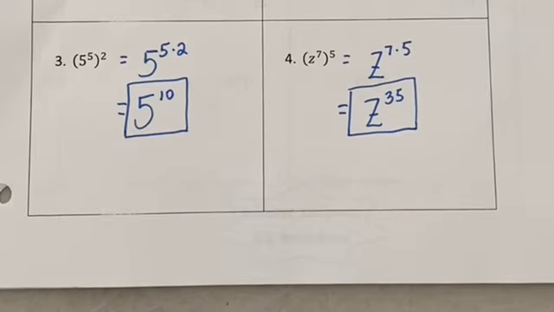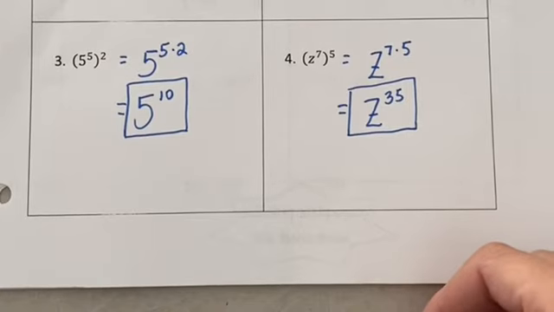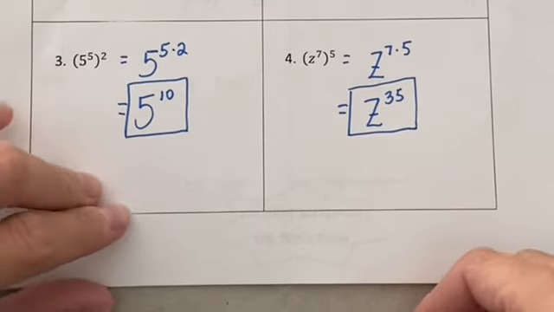Number 4, I have z to the 7th, all raised to the 5th. So I have a power of a power, so I need to multiply. So it becomes z to the 7 times 5, or z to the 35th.